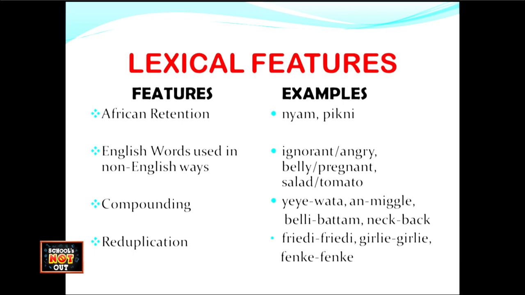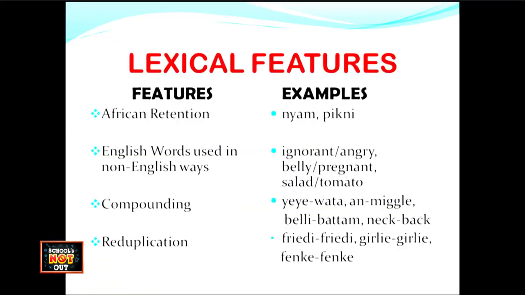reduplication. And when we reduplicate, what we actually do is that we repeat the root word. So, Freddy Freddy, that is somebody who is very afraid of almost any and everything. Girly girly, so we tend to call males who are quite effeminate girly girly, right? Fenke Fenke, this one means you're so weak.